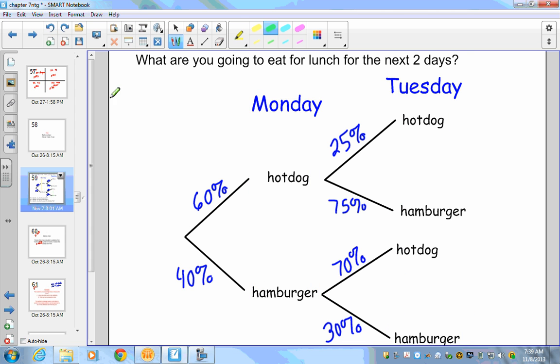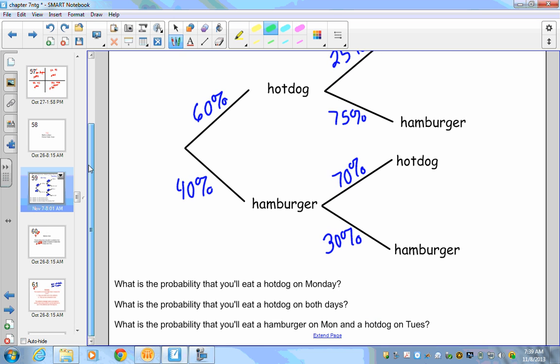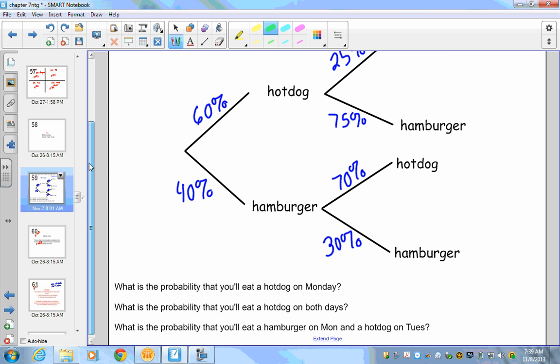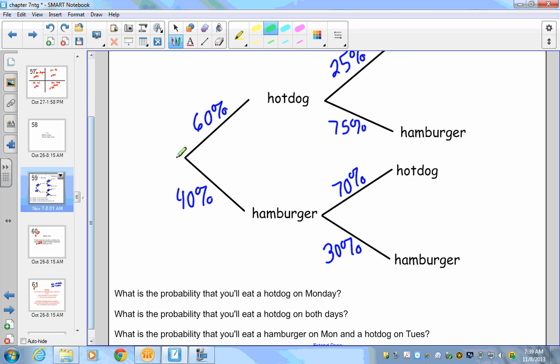All right. So if I was to say, what is the probability that you'll eat a hot dog on Monday? Well, if you're starting right here, what's the probability that you'll eat a hot dog on Monday? Well, that's going to be 60%. Okay, so this right here is 60%.